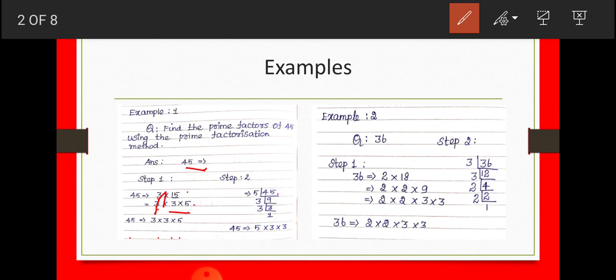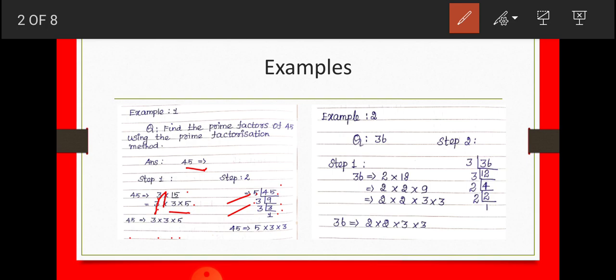So 45 you take, first which table is possible? Table 5 is possible, that means 5. Which table you are going to use? 5. When you say the table 5, which number are you taking? 5 9s are 45. Now 5 is a prime number, but 9 is not a prime number, so we have to write again. So 9 means which table is possible? Table 3. So 3 3s are 9. Here 3 is a prime number. Here also 3 is a prime number.